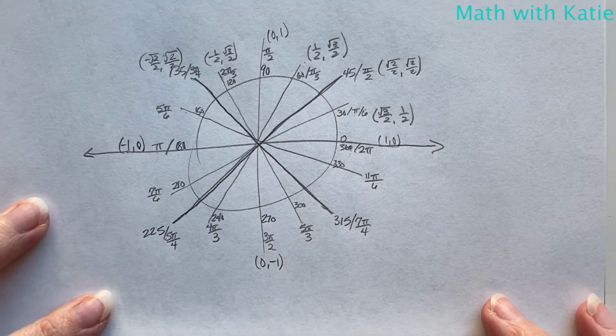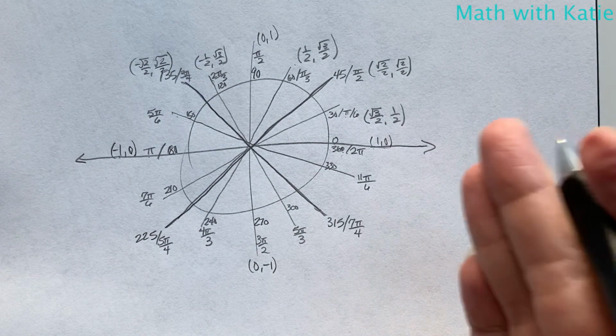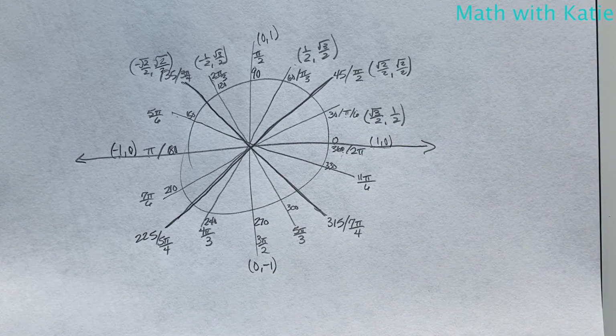So my advice is just to sit down with a blank sheet of paper. Don't even print out the unit circle that you can get off the internet. Just sit there with a blank sheet of paper and just do this over and over again until it becomes embedded in your memory and you got this.